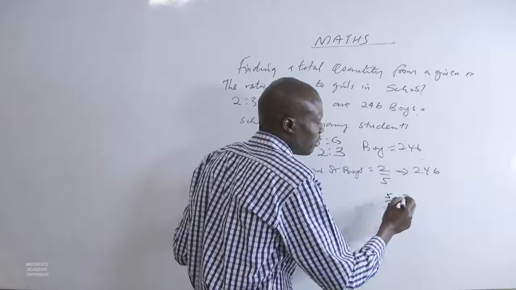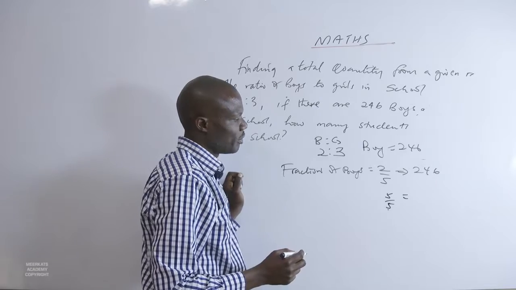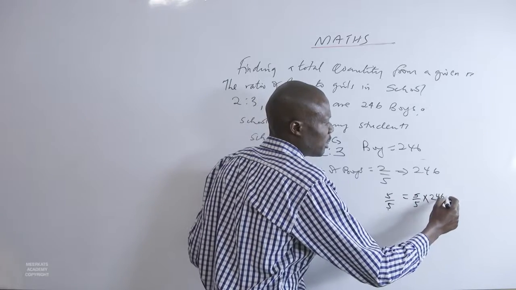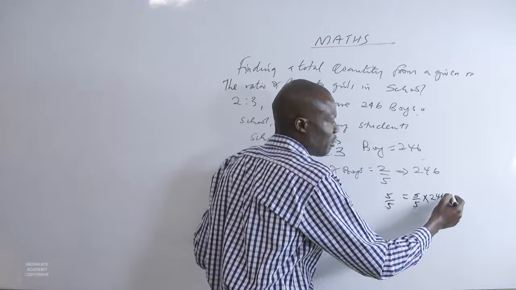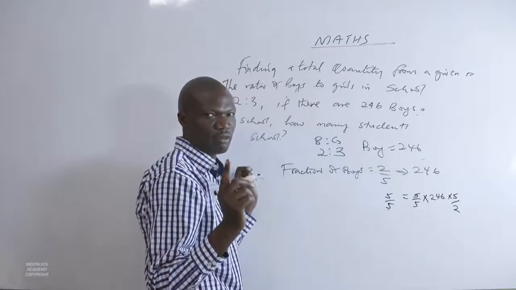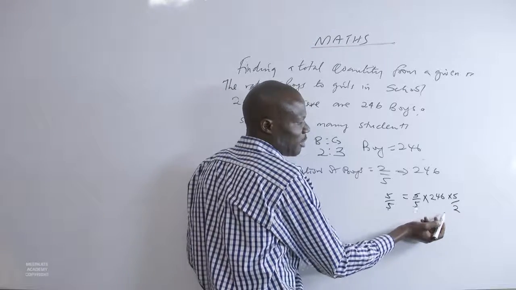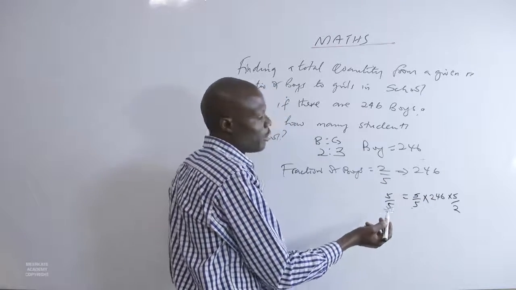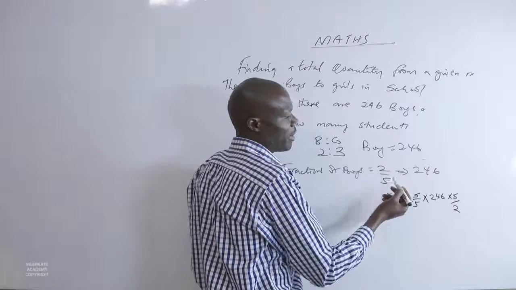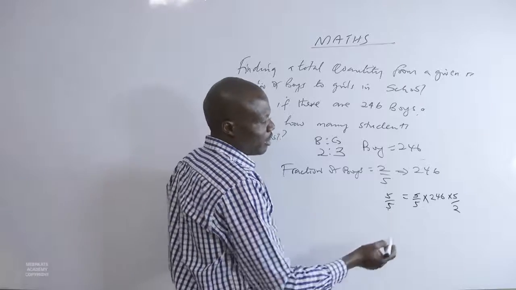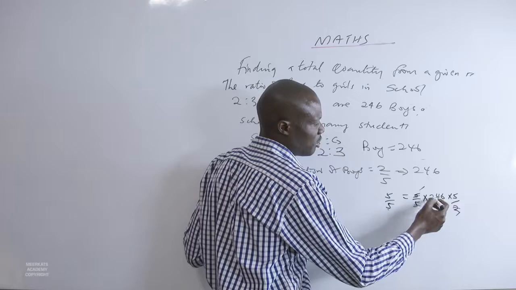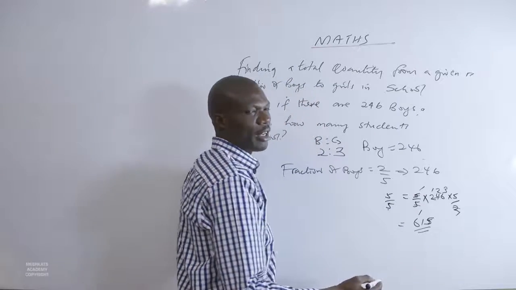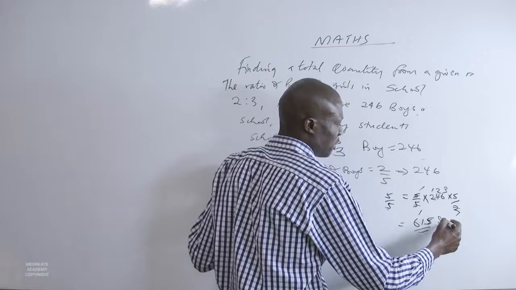So you'll find that this one will be 5/5 multiplied by 246 divided by 2/5, which is the same as multiplied by 5/2. Can you see that very clearly? We have multiplied by the reciprocal because we are saying 2/5 is equivalent to 246. How about 5/5? 5/5 will be 5/5 multiplied by 246 divided by 2/5, which is times 5/2. By 5, 1 by 5, 1 by 2, 1 by 2, 123. So it becomes 615 when you multiply 123 times 5. You get this is the number of students.